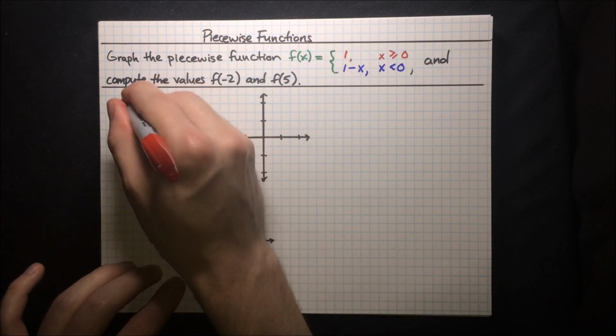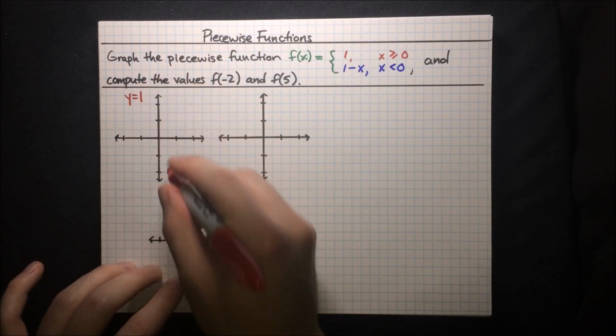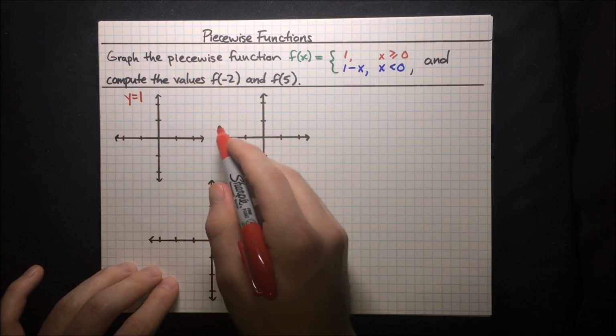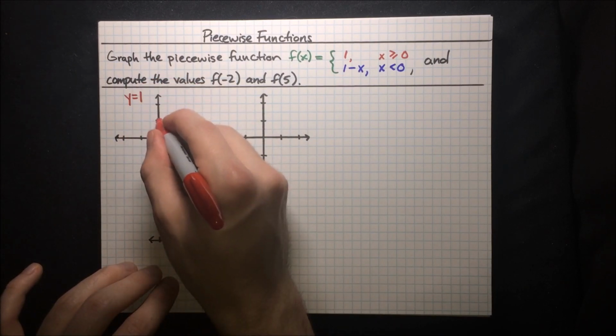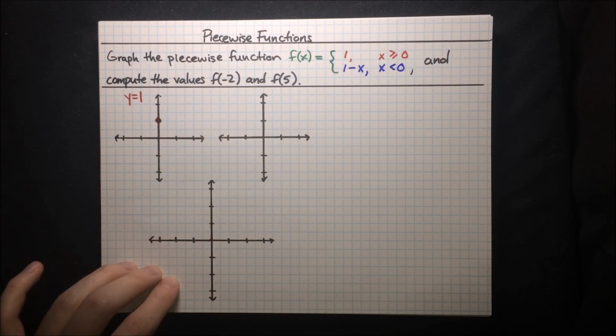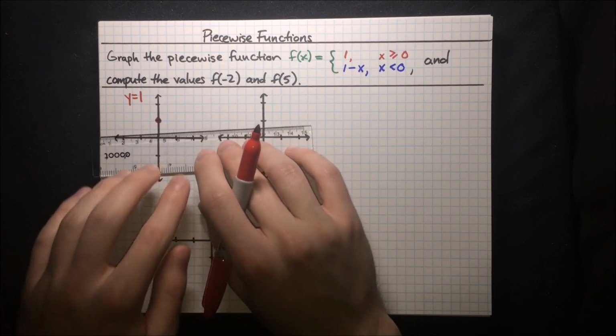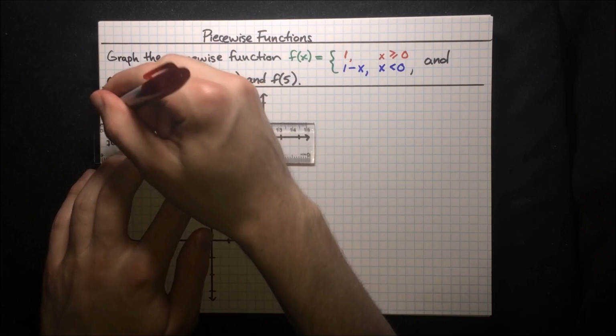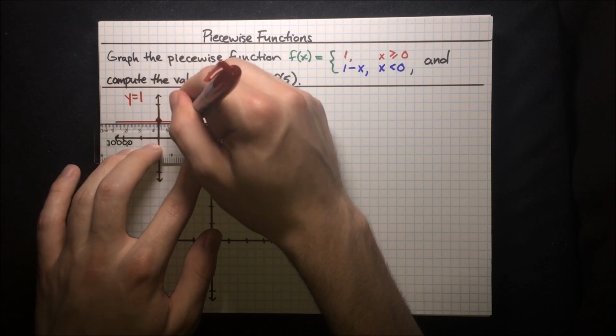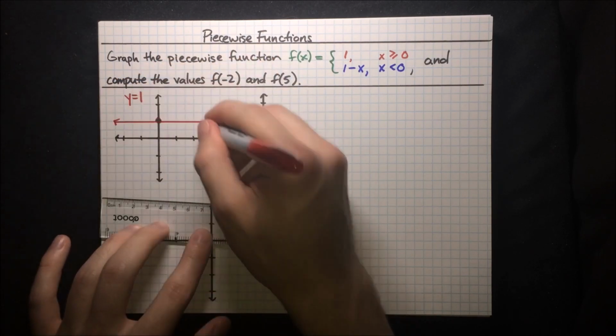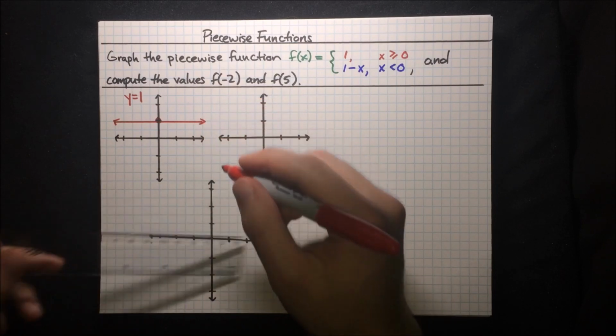Let's just graph the line y equals 1. Of course, that's just a straight horizontal line with slope 0 passing through y-intercept of 1. So there's our intercept, and then we can just draw a nice horizontal line through that. And that looks like this. So there we go. That's the case y equals 1.